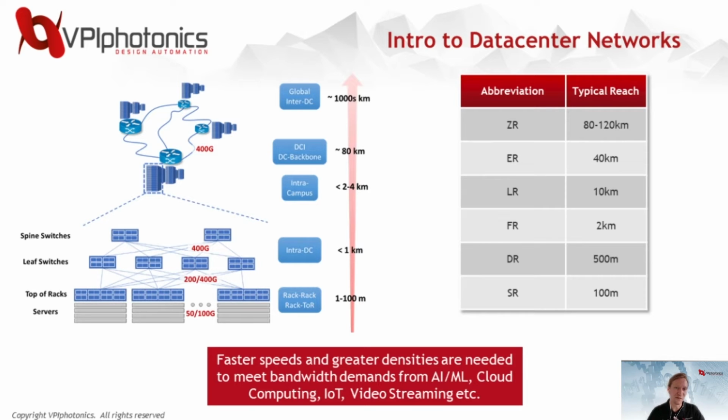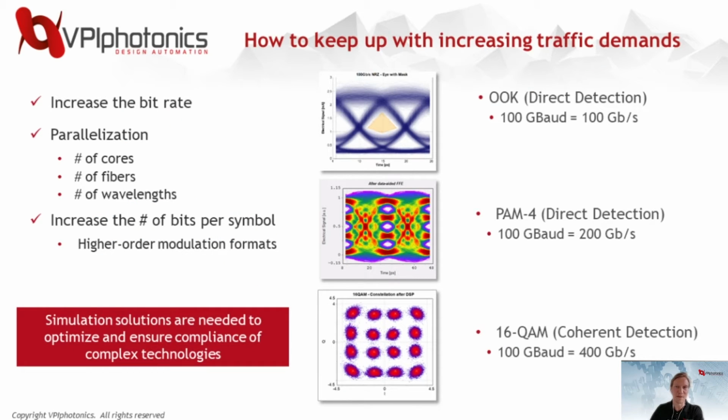Now, as technologies evolve, we continue to need faster speeds, larger densities to meet bandwidth requirements. So really driven by some applications more recently like AI, but also video streaming, cloud computing, and more. So how do we keep up with those increasing traffic demands? So there's a few ways. Increasing the bit rate is an obvious way to do that, but it also has some fundamental limitations on switching speeds. So we can also use techniques like parallelization, so increasing the number of cores, fibers, or wavelengths. We're also increasing the number of bits per symbol by using higher order modulation formats.